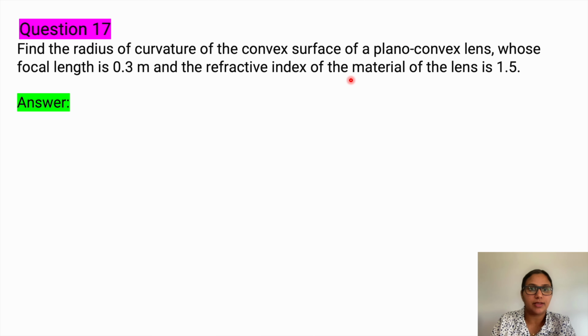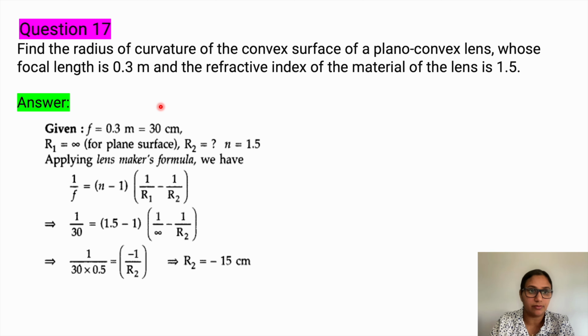Next, find the radius of curvature of the convex surface of a plano-convex lens whose focal length is 0.3 meter and the refractive index of the material of the lens is 1.5. So you need to calculate the radius of curvature. f is given as 0.3 meter, which is equal to 30 centimeter. R1 is equal to infinity because for a plane surface, the radius of curvature would be infinite. And R2 we have to calculate. n value is given, so again use the lens maker's formula. So what do you get? R2 is equal to minus 15 centimeter.